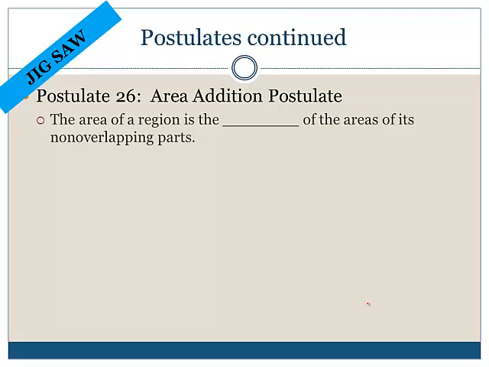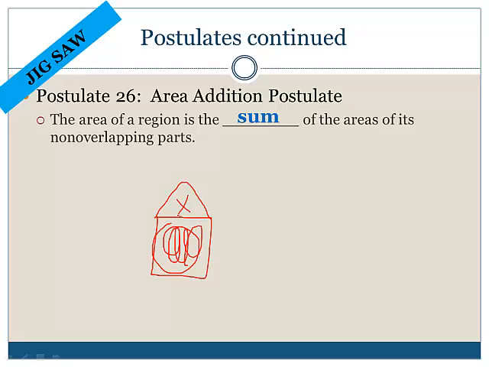And postulate number 26, this is another important one. It's the area addition postulate. The area of a region is the sum of the areas of its non-overlapping parts. So let's take my first grade house, for example. When I first learned to draw, I drew my house, and you see it's made up of, we'll say, a rectangle and a triangle. So if we were trying to find the area of this entire region, we'd have to find the area of the rectangle, which is here, and we'd also have to find the area of the triangle, which is here. And we would add those up, and that'd give us the entire area of the region.